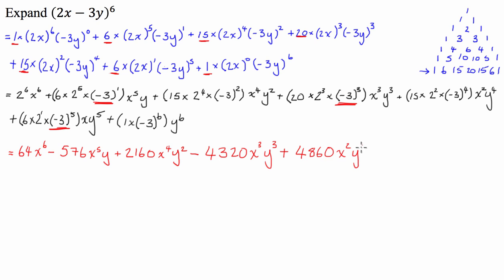X squared y to the 4, minus, we've got 6 times 2 times negative 3 to the power of 5, and that gives us 2,916. And then we have 1 times negative 3 to the power of 6, which is 729. Y to the power of 6.